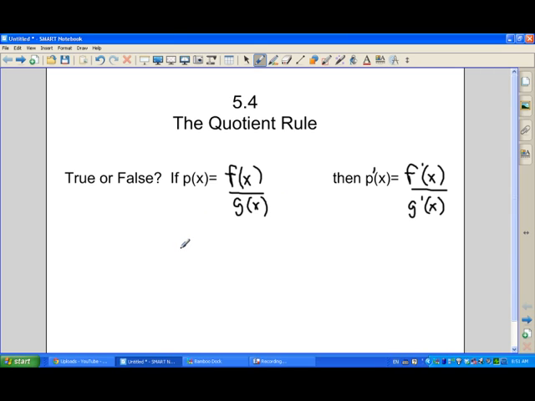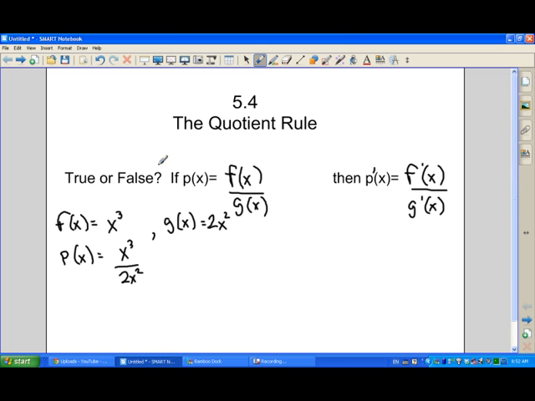And we'll do this the same way that we did in the product rule lesson. I will give you some functions. So let's say that f of x equals x cubed and g of x equals 2x squared. That would make p of x equal x cubed over 2x squared.